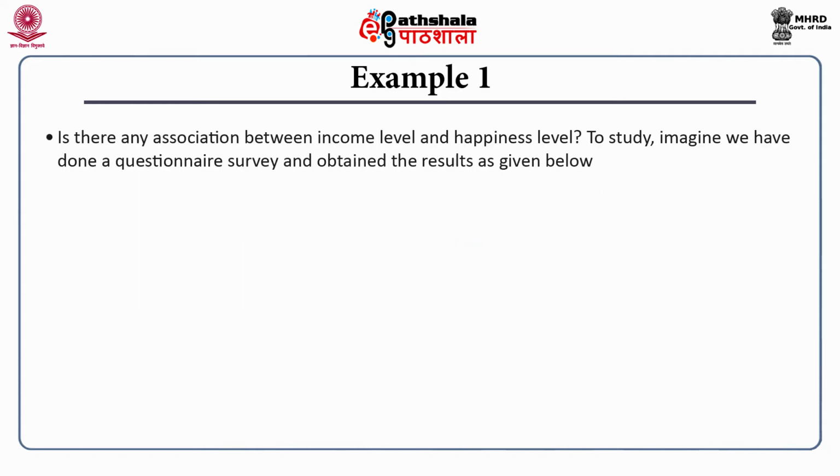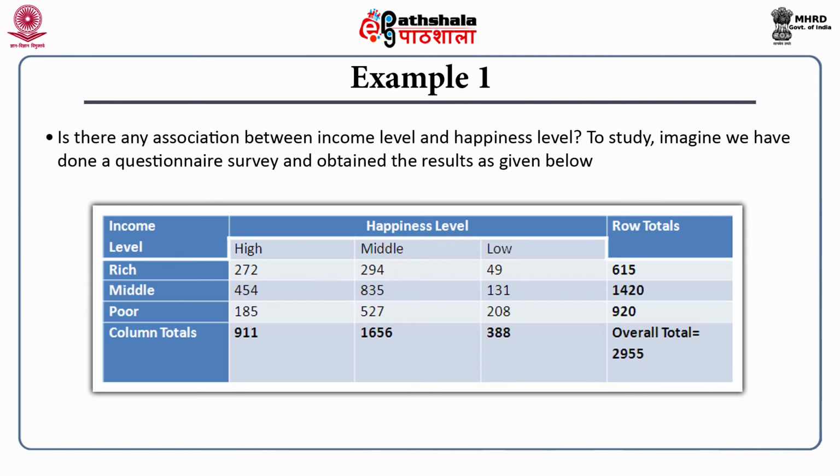Here is the first example. Is there any association between the income level and the happiness level? So as the income increases, does the happiness level increase? To study this, imagine we have done a questionnaire survey and obtained the result as below. As you can see, this particular table summarizes the result. Rich, middle, poor: these are the levels of the categorical variable income. In the case of happiness level, again the categorical levels are high, middle and low, and these are the numbers.